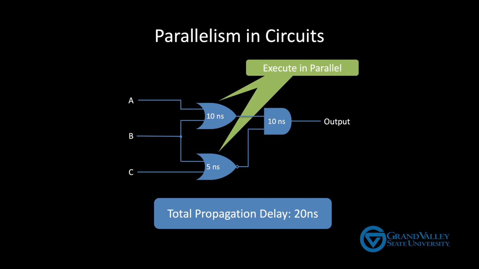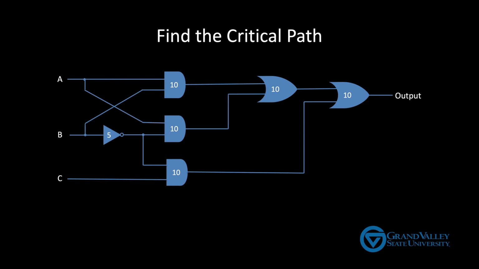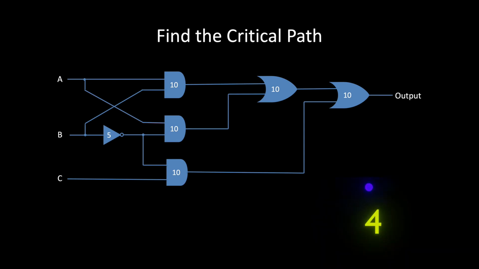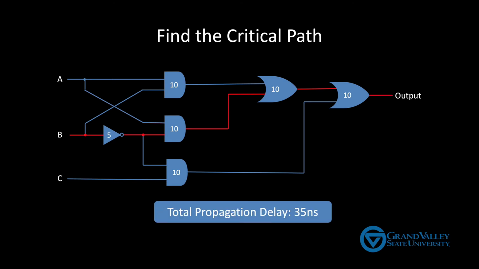A circuit's propagation delay is determined by its critical path, that is, the slowest path from any input to the output. This circuit has two critical paths, both shown in red. These two paths have a delay of 20 nanoseconds. The other two paths that are still in blue have a delay of only 15 nanoseconds. Now pause the video and find this circuit's critical path and propagation delay. The critical path, shown in red, has a propagation delay of 35 nanoseconds.